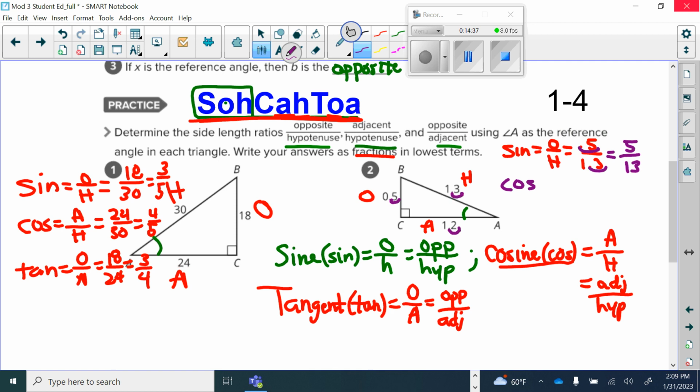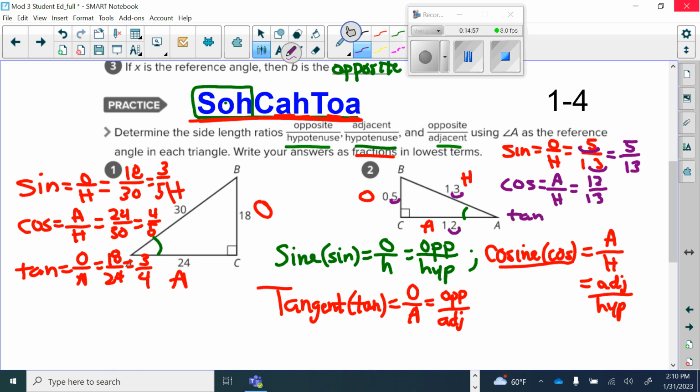Okay, so I have 5, 12, and 13. Notice those are all natural numbers. That's a Pythagorean triple, 5, 12, 13. We'll talk about Pythagorean triples here soon. So cosine is adjacent over hypotenuse. The A, 12 over the hypotenuse, 13.